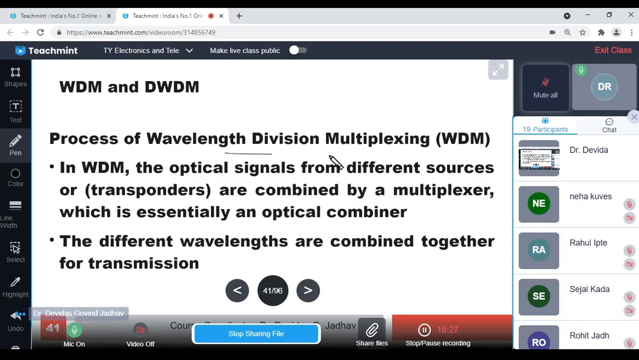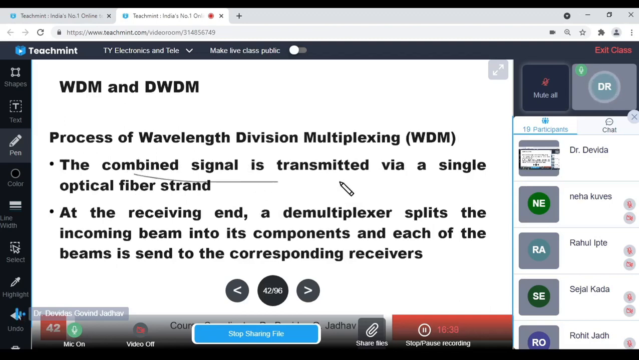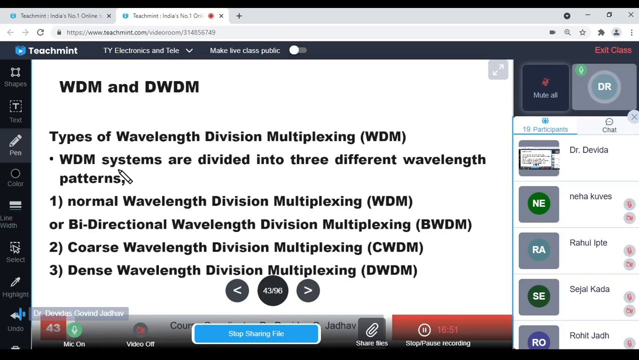The process of wavelength division multiplexing, in which the optical signals from different transmitters are combined, is called multiplexing. Different wavelengths are combined together and transmitted. Then the combined signals are transmitted via the optical strand, and received at the receiving end, where the demultiplexer splits the incoming beam into its components and sends them to the corresponding receivers. And this is the WDM process.